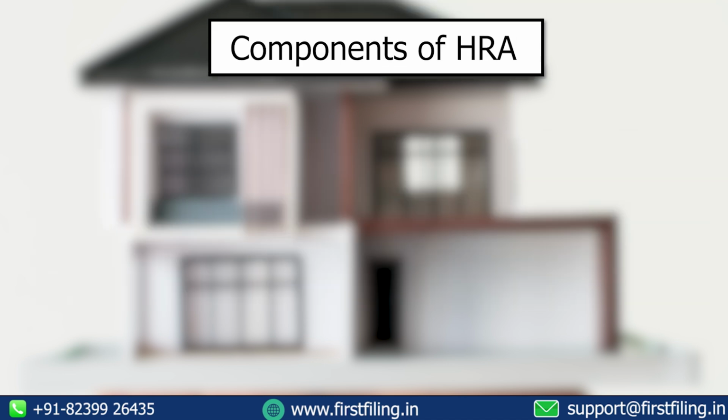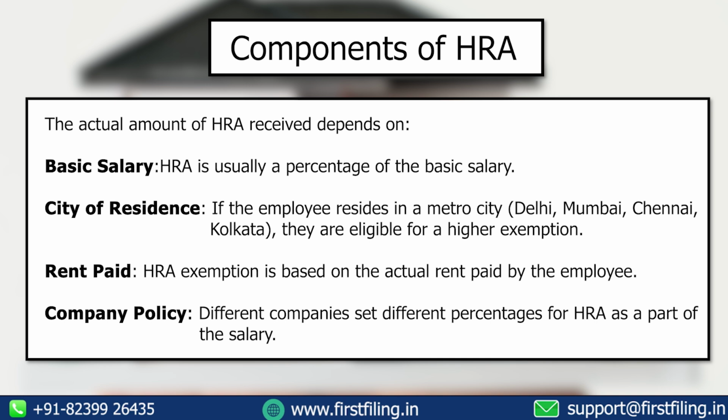Components of HRA. The actual amount of HRA received depends on number 1. Basic salary. HRA is usually a percentage of basic salary. Number 2. City of residence. If the employee resides in a metro city such as Delhi, Mumbai, Chennai, Kolkata, they are eligible for a higher exemption. Number 3. Rent paid. HRA exemption is based on the actual rent paid by the employee. Number 4. Company policy. Different companies have different percentages for HRA as a part of their salary.